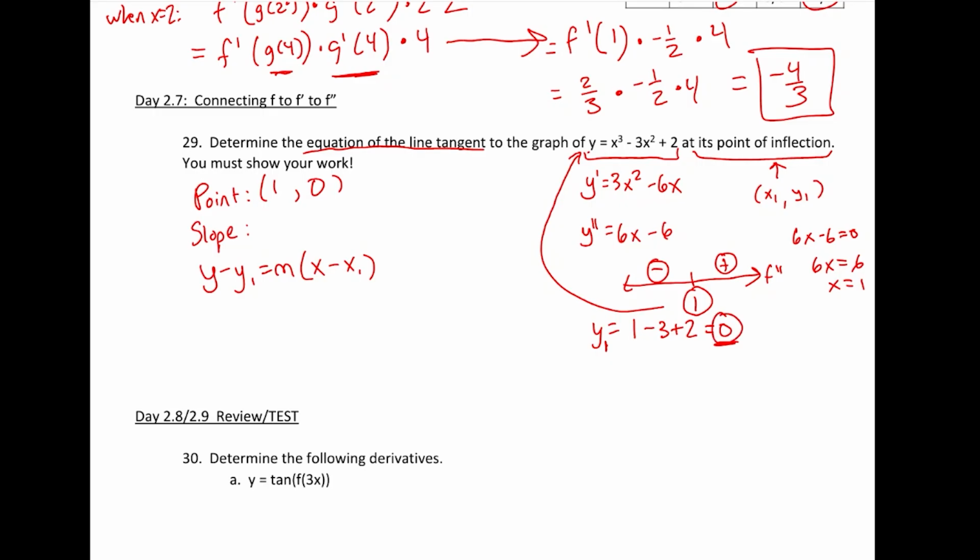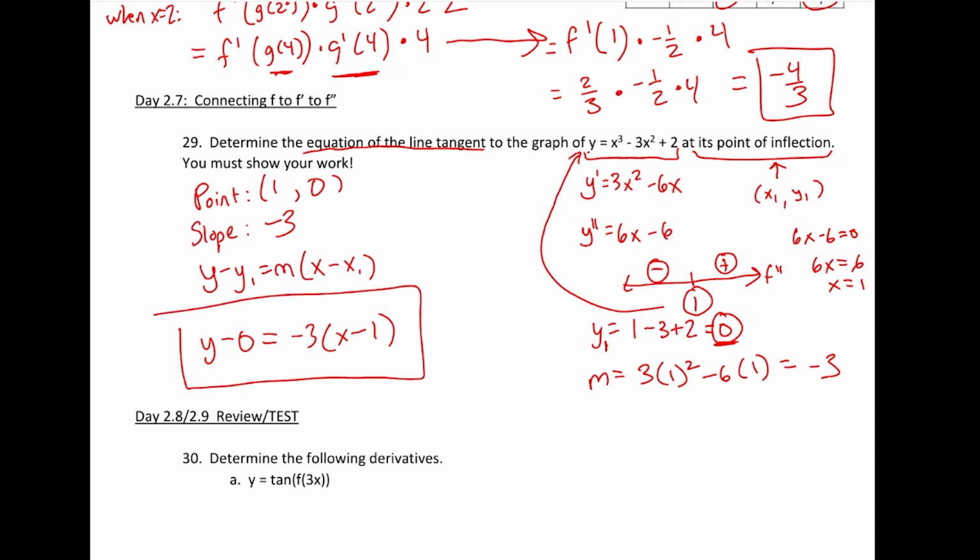Now that we know where the point is, we can find the slope. Now we already found y prime, so we don't need to recalculate that. But the slope, our m value, is going to be 3 times the x value, which we found was 1, so 1 squared minus 6 times 1. So this is going to be 3 minus 6, which is negative 3. So that's going to be our slope. And so now we can write our equation, y minus 0. And just like we did previously, I'm going to leave that 0 there just so we can see exactly what happened to it. And there is our equation.